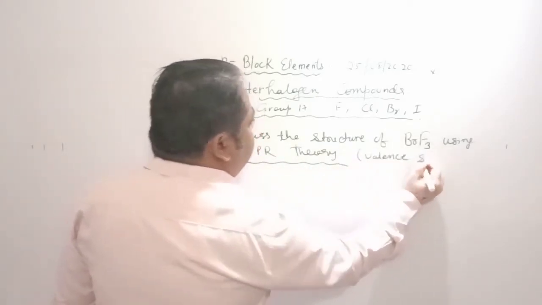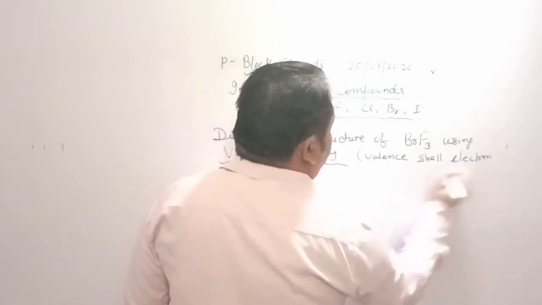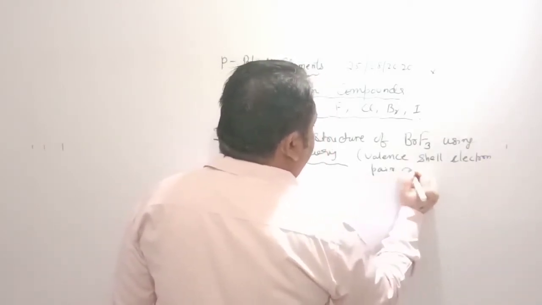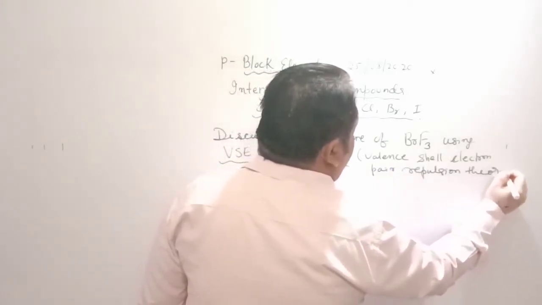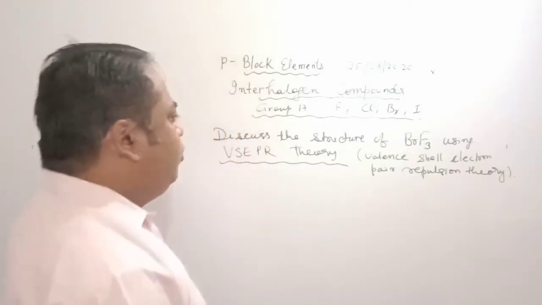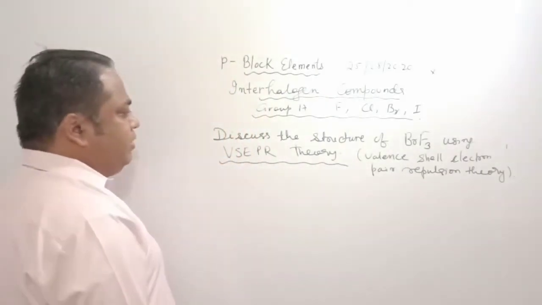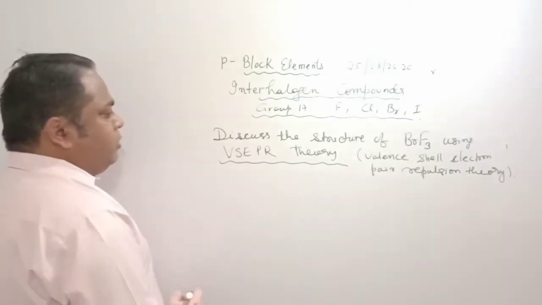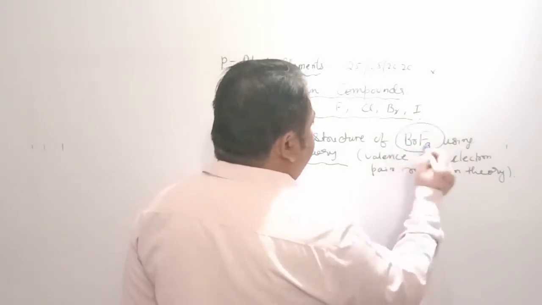Valence shell electron pair repulsion theory. This topic is going on in class 11. So if you want to revisit, you can see that video of class 11 in which VSEPR theory is covered. So we have to find out the structure of BrF3.